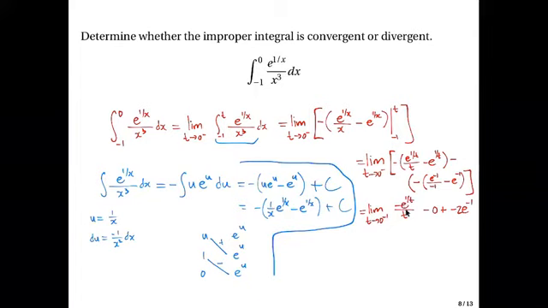So for this part, we use L'Hopital's rule. So L'Hopital's rule, we have the limit as t approaches 0 from the left.